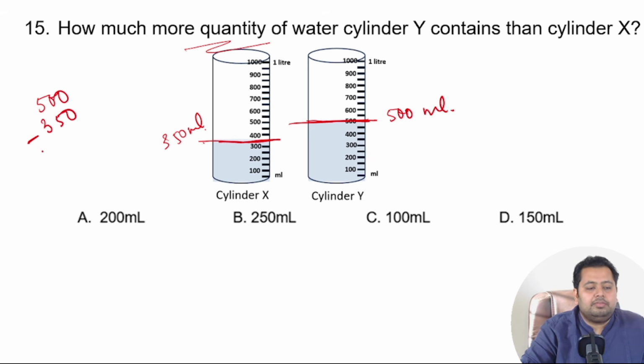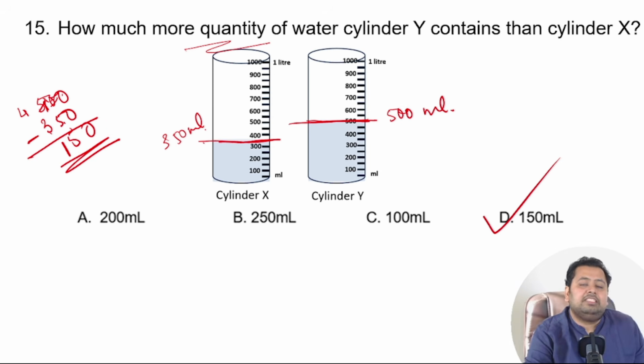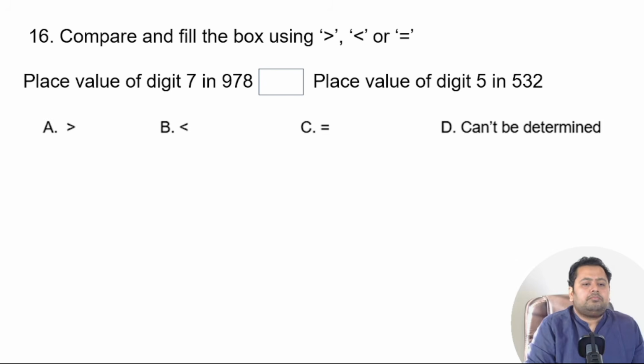You have to subtract 350 from 500, so this is going to be 0. Now this becomes 4, this becomes 10. 10 minus 5 is 5, 4 minus 3 is 1, so it becomes 150 ml. Option D is your correct answer. If you got it right, give yourself a star. We move to the next question.